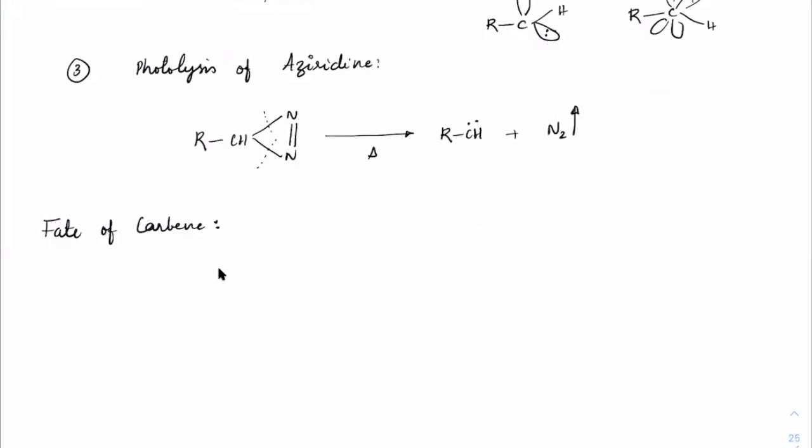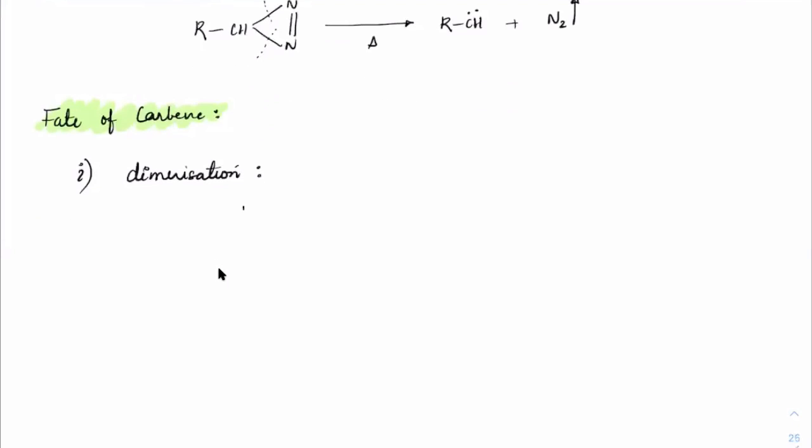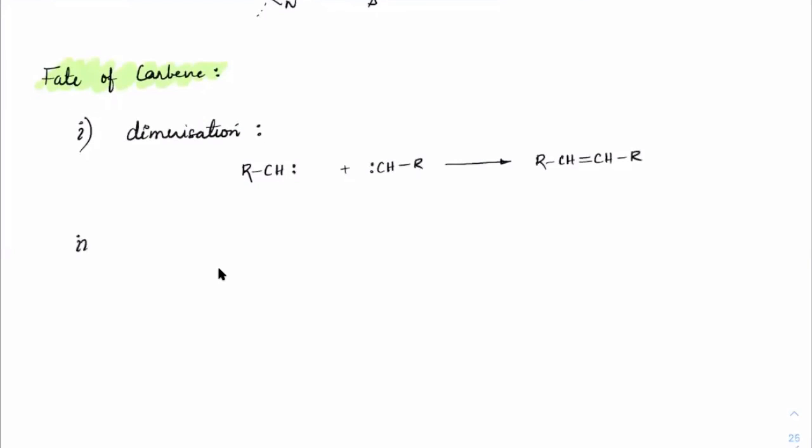Now see, when it comes to the fate of carbene, what type of reaction will this carbene undergo? The first type is dimerization, because definitely it has 6 electrons. It is a highly unstable form, so it would immediately try to dimerize. So RCH plus CHR. Whether it is a singlet or a triplet form, both of them will dimerize to form RCH double bond CHR. This way it will undergo dimerization and gets a double bond between those carbons.